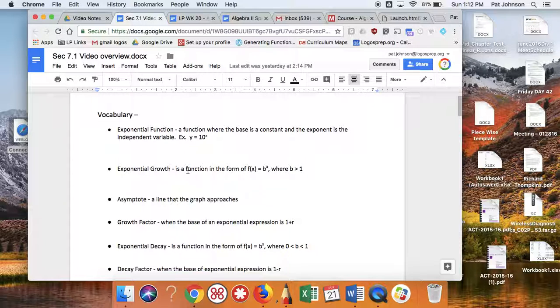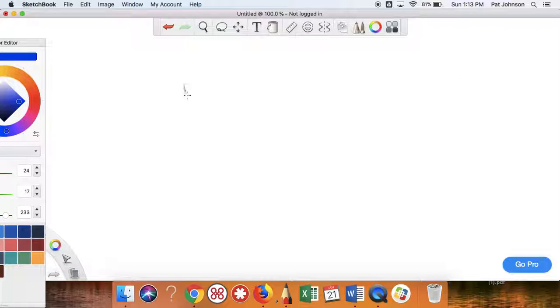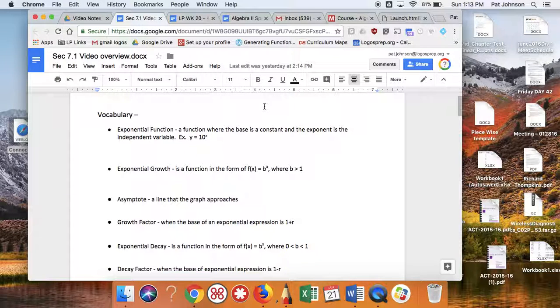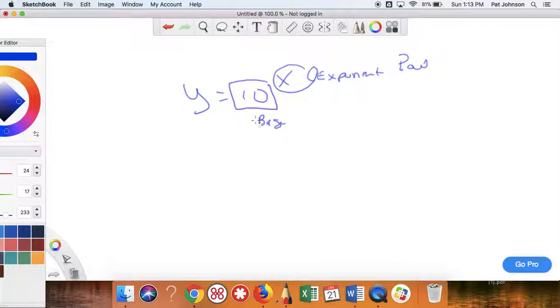What's an exponential function? It's a function where the base is a constant and the exponent is the independent variable. Example, y equals 10 to the x. Remember, we have to learn and remember what bases are. So if I have y equals 10 to the x power, remember it's an exponent. So this is my base and this is my exponent, or we can call it power. When this is the variable and this is a constant, then we have an exponential function. Okay, so let's look at those.